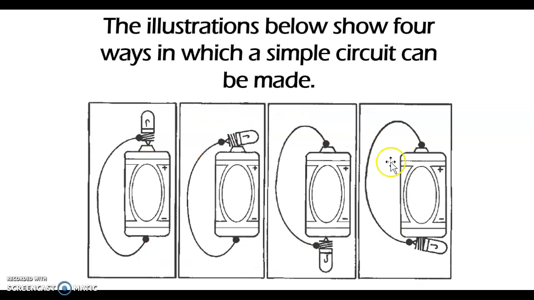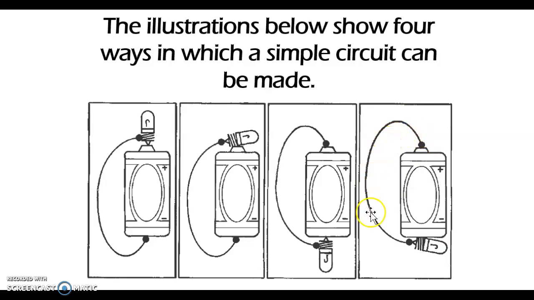So here are other illustrations which show four ways in which a simple circuit can be made. It could be like this. You can try this at home if you have a battery, a simple bulb, and a wire. Just be extra careful. You can attach these three together, and you will notice that the bulb will light up. Same thing with this. It can be done this way, or this way, or this way. Still, this will form a closed circuit.